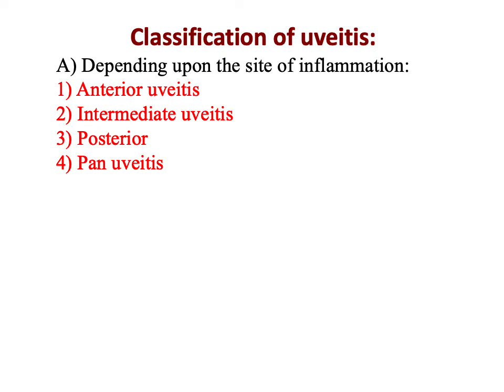Now the classification of uveitis. We finished the anatomy, and then we will discuss with you the classification of uveitis. We will show multiple classifications of uveitis. Number one, depending upon the site of inflammation. We can classify this into anterior uveitis, intermediate uveitis, posterior uveitis, and panuveitis.